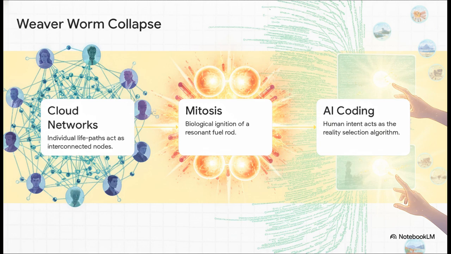All right, let's synthesize this Weaver-Worm collapse theory. The sources use 3 really brilliant analogies here to explain this. First, think of cloud neural networks, where our individual life paths act as interconnected nodes. Second is mitosis. Think of it as a sort of biological ignition of a resonant fuel rod, right? A spark of pure biological creation. And third, AI coding, where our human intent acts as the actual selection algorithm. So in this theory, your intent, your very act of observation, is the algorithm that selects exactly which version of reality collapses into physical existence.